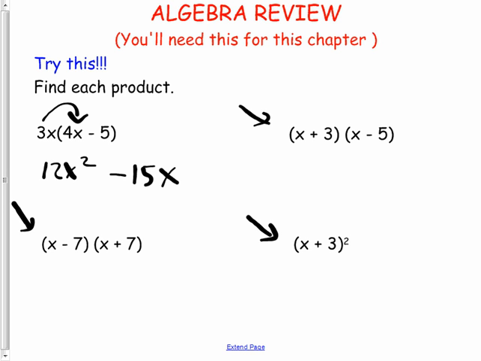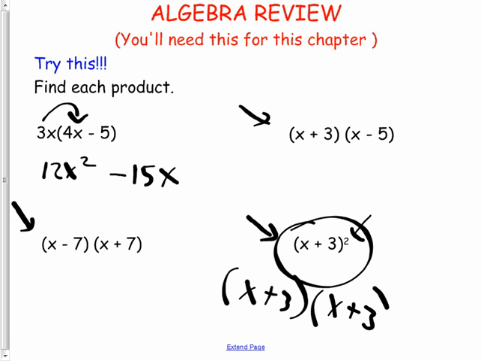That one, a lot of people just think, oh, just go x squared and 3 squared. Wrong. On this one right here, you got to remember that squared means what? Multiply by itself. So you need to go x plus 3 and x plus 3. You cannot do x plus 3 squared by just going x squared and 3 squared. It's got to go first, outside, inside, last.